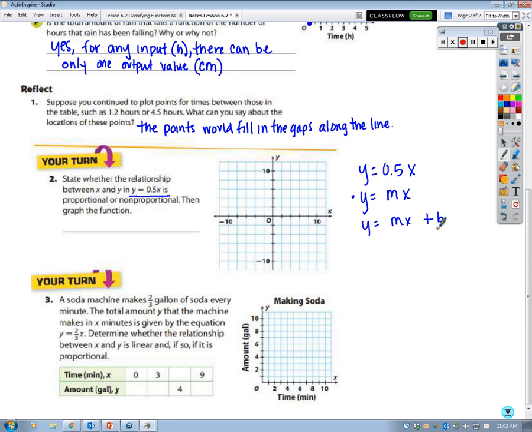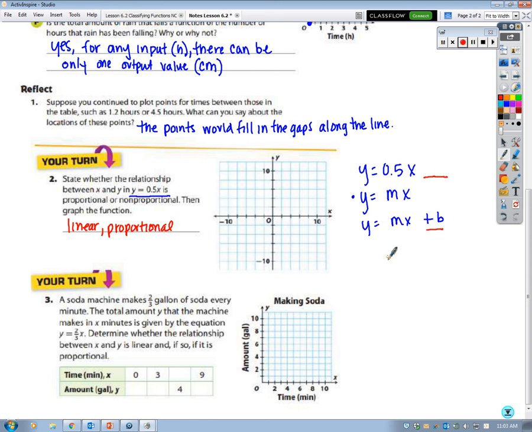It doesn't have a b value, so what that tells us is that since there is no y-intercept, it is proportional, that it's going to start at 0, 0. So just looking at that equation, we can tell that it is linear and it is proportional. Okay, so we can go ahead and write that down. And remember that if it's not linear, it cannot be proportional. It has to be linear to be proportional. And then we can go ahead and graph these.